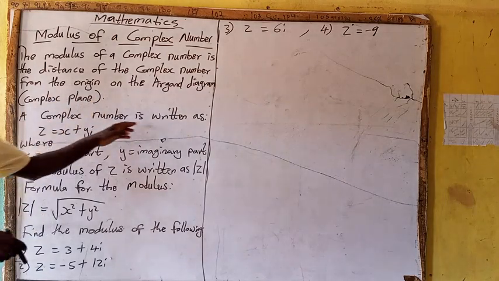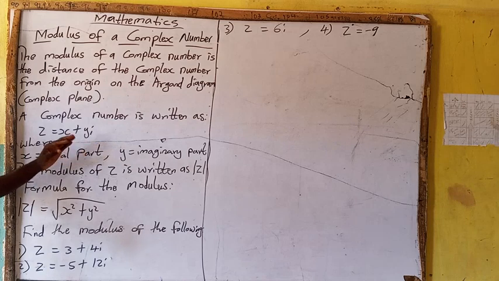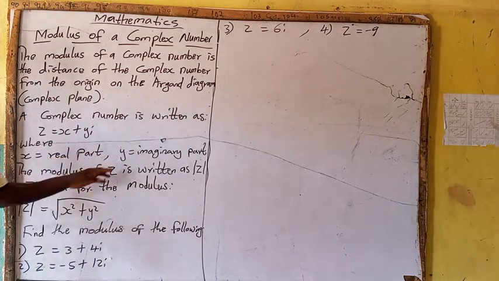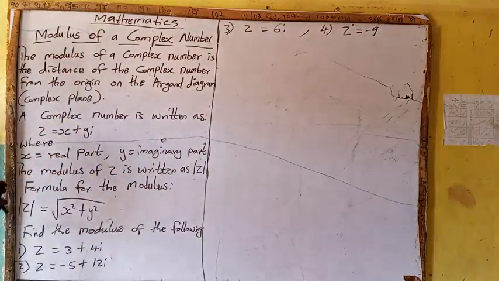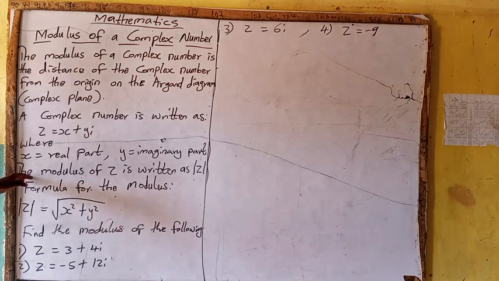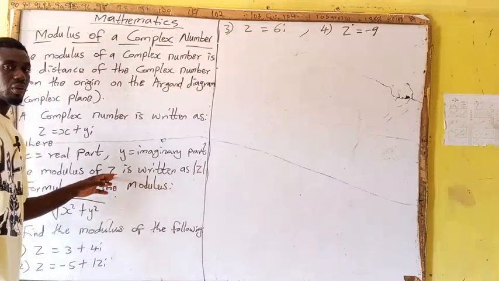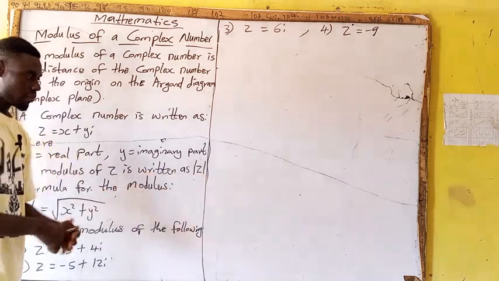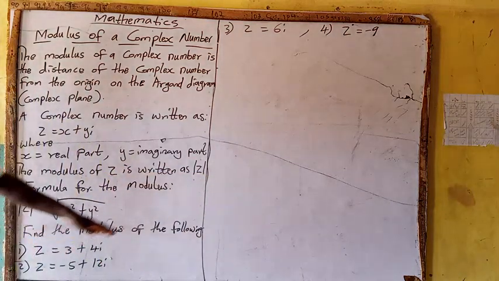A complex number is written in this format. I've already taught you: one real number plus one imaginary number. The x there is the real part, while the y there is the imaginary part, for those who are looking at this for the first time. The modulus of z, this is a symbol to write a complex number, is written as the absolute of z. So this is the format.